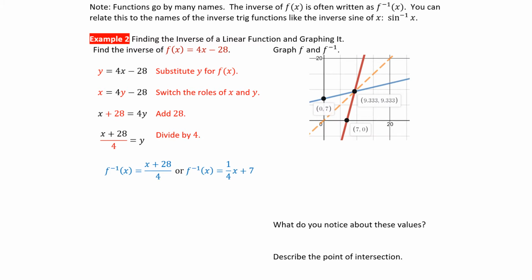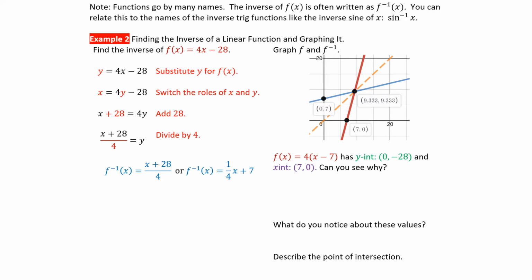When we go to graph this, you can see that the original function in red here has this steep slope. You can also see that the inverse function has the y-intercept of 7, and I hope you can appreciate that it's a rise 1, run 4 to get to any other point on the graph.